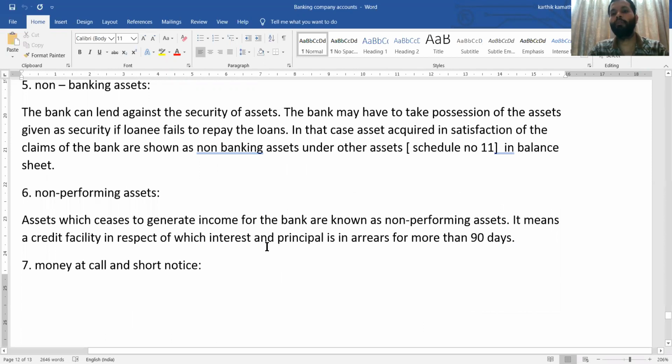Next is non-performing asset, NPA. A non-performing asset is an asset which ceases to generate income for the bank. That means an asset which fails to give income for more than 3 months, that is more than 90 days, becomes a non-performing asset.